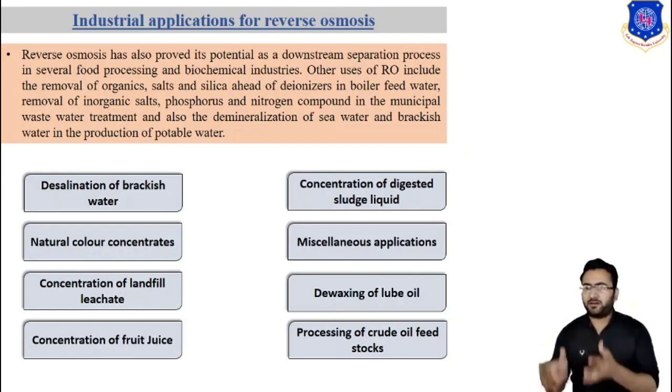It is also used for natural color concentration, concentration of landfill leachate, fruit juice, and digested sludge, and also for dewaxing of lube oil and processing of crude oil feedstock. These are all industrial applications of reverse osmosis. We will discuss all these applications in detail in the next session.